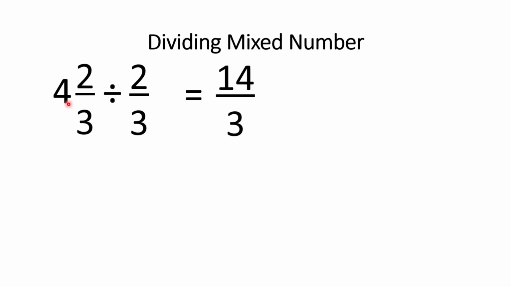Sir, bakit po nagkaganon? In previous videos natin, na-discuss natin kung paano mag-change ng mixed number to improper fraction. But balikan natin. We're just going to multiply 3 times 4, then add 2. That's why it became 14. Then we just copy the denominator. We have 14/3 divided by 2/3. It's already in fractional form. Our dividend and divisor are already written in fractional form, so we can now proceed with our steps in dividing fractions.